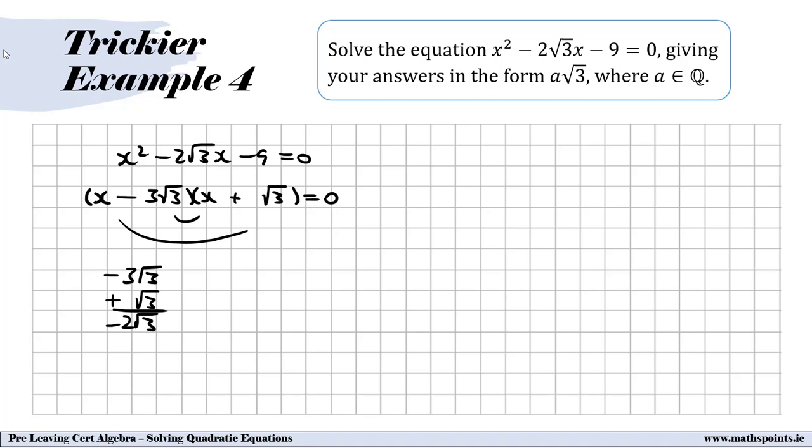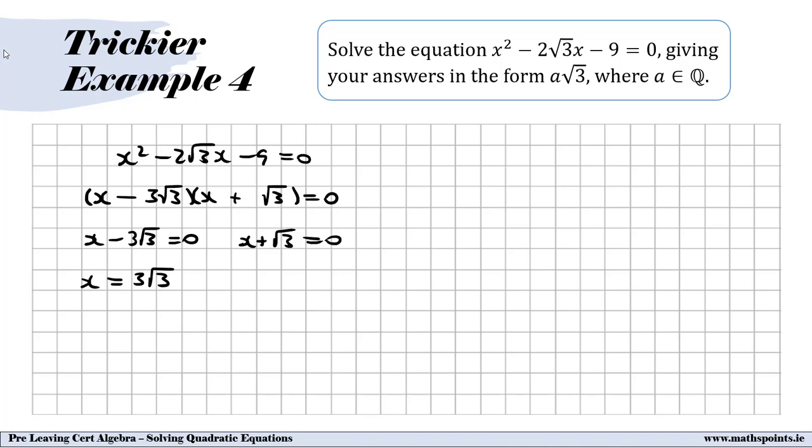Now let's just double check all of that. X by x is x squared, 3 root 3 by root 3 is 9, and minus 3 root 3x plus root 3x is minus 2 root 3x. So x minus 3 root 3 equals 0 and x plus root 3 equals 0. So with the left linear equation, I'm going to add a 3 root 3 to both sides and I get x equals 3 root 3.